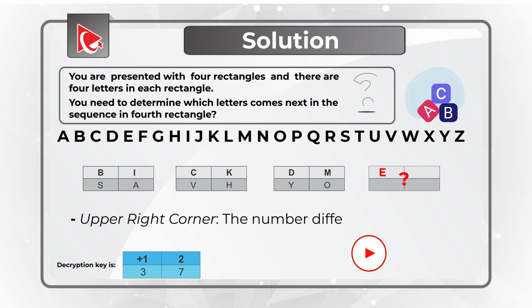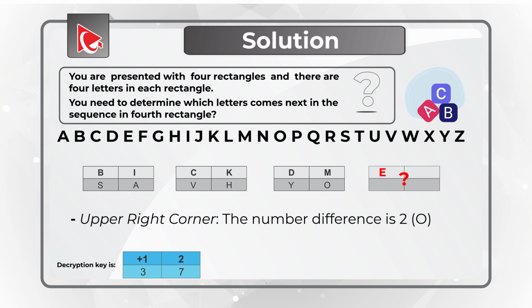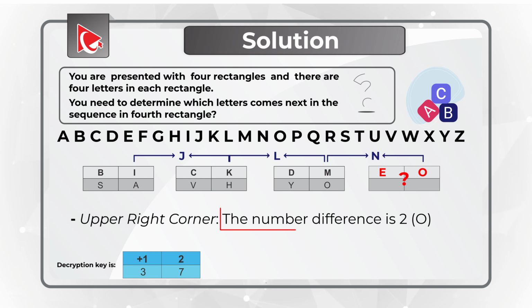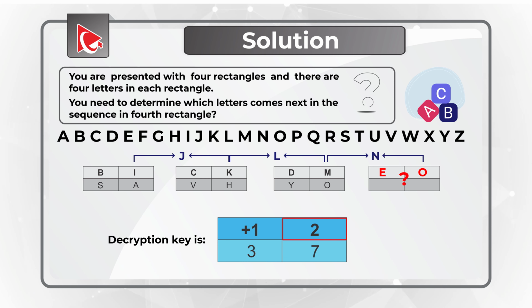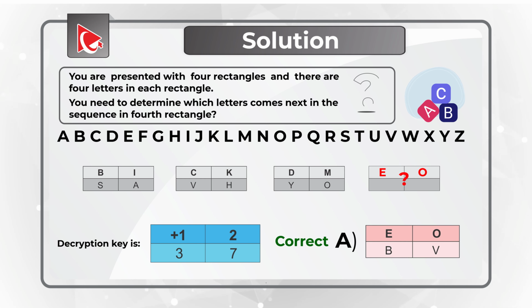And then you see that in the main sequence, the letters are I, K, and M. If you know the English alphabet, H, I, J, which is missing K, L, next is M, and O, which means that the increment is 2, which matches the second number in our decryption key. If we look at the answers, we already know that the correct choice here is choice A, because the upper row letters are E and O only in this choice.